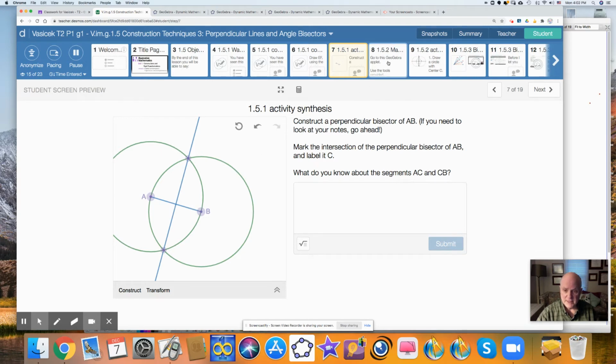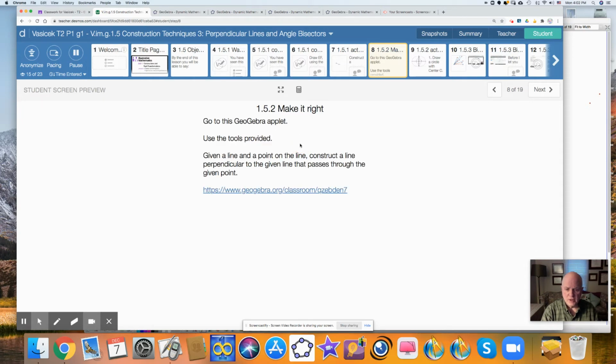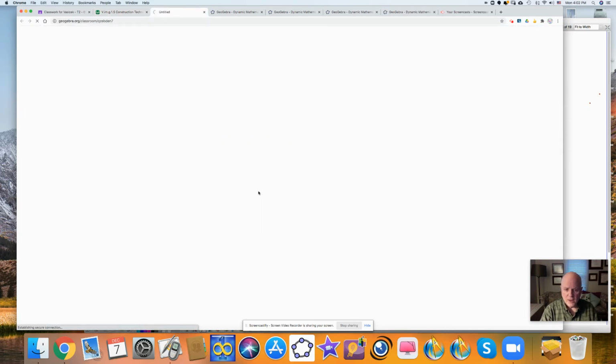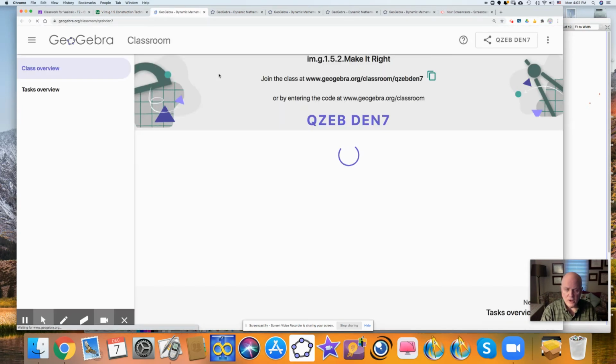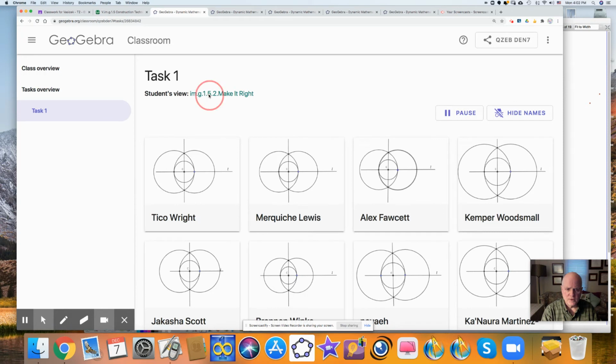It's being bisected. On the next page, we're going to go to a GeoGebra applet, and I will demonstrate it for you here. I also have help videos. If I have a help video for this, I will not demonstrate it. I'm going to try to do whatever I can.